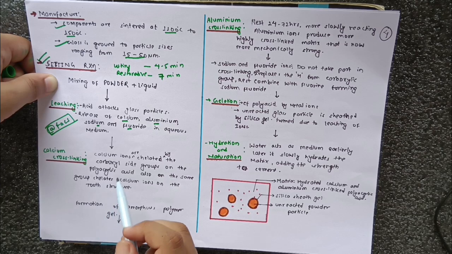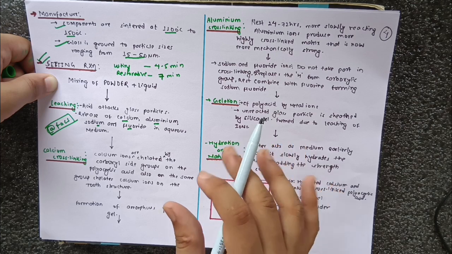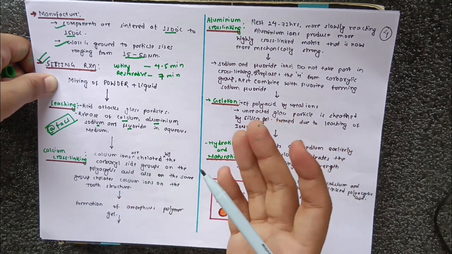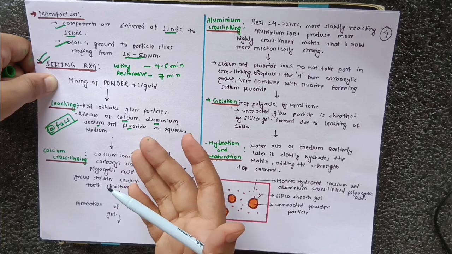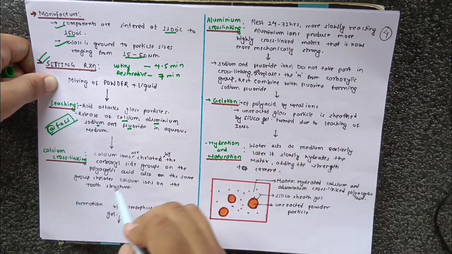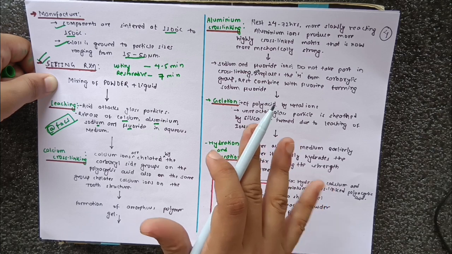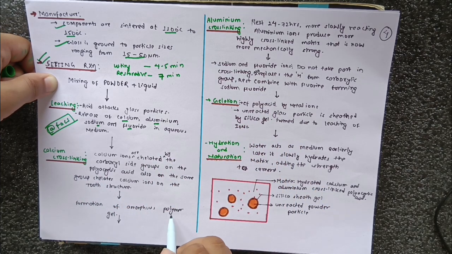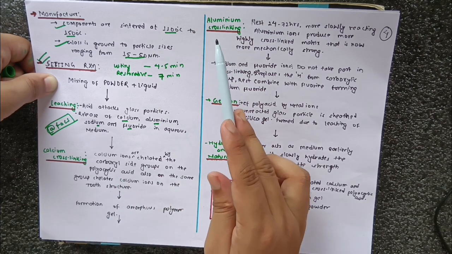After this chelation of the calcium ion, cross linking happens. What I mean to say is that the polyacrylic acid that has the carboxyl group chelates the calcium ions, and also chelates the calcium of the tooth structure. So there is calcium cross linking. After the calcium cross linking, there is a formation of the amorphous polymer gel. And again after that there is aluminum cross linking.